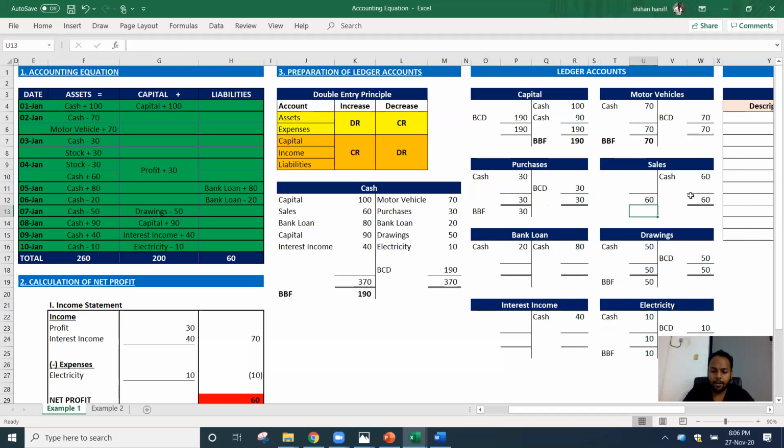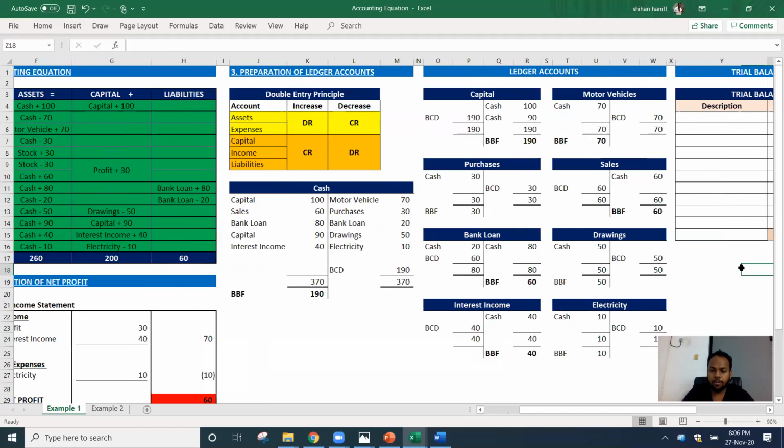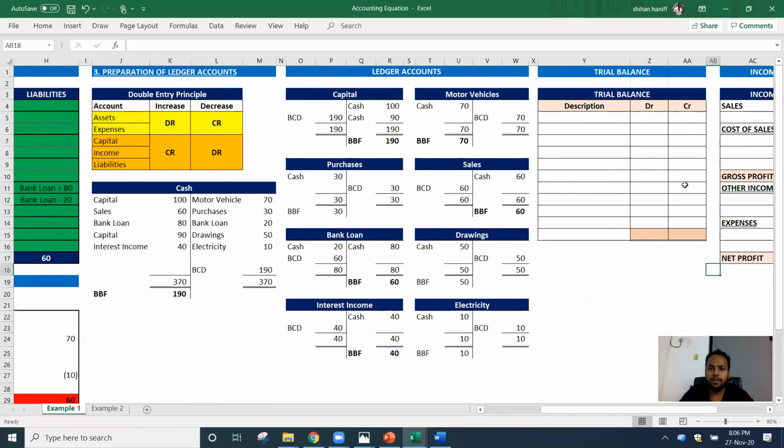Then after that, prepare the trial balance. Prepare the trial balance. So once you are done with the ledger accounts, draw the trial balance, debit and credit.